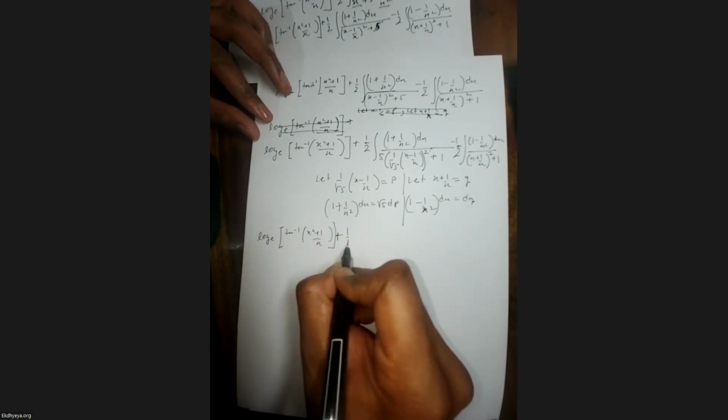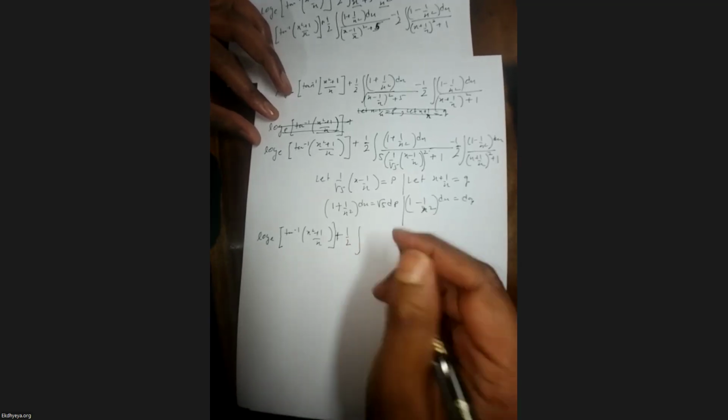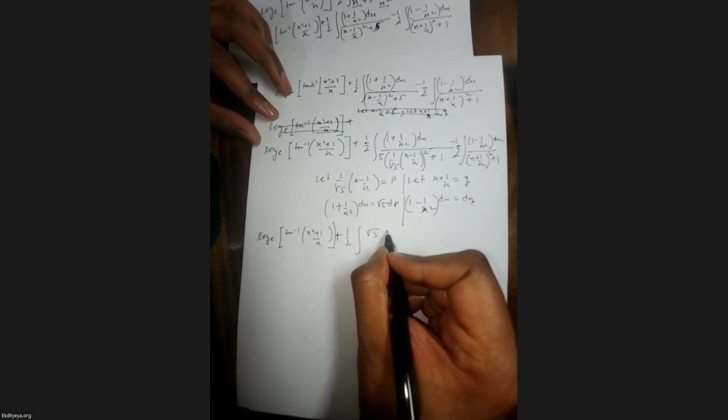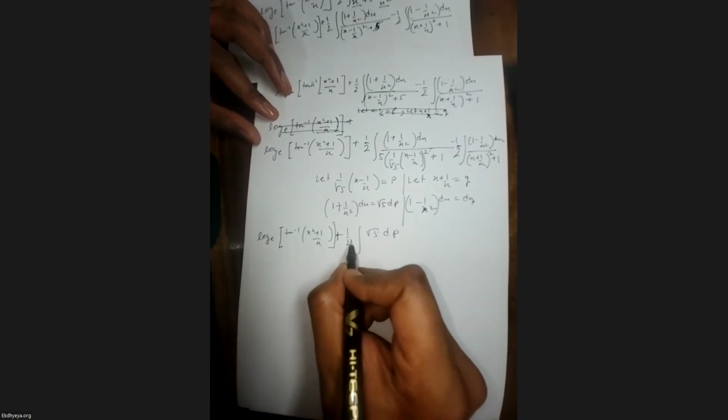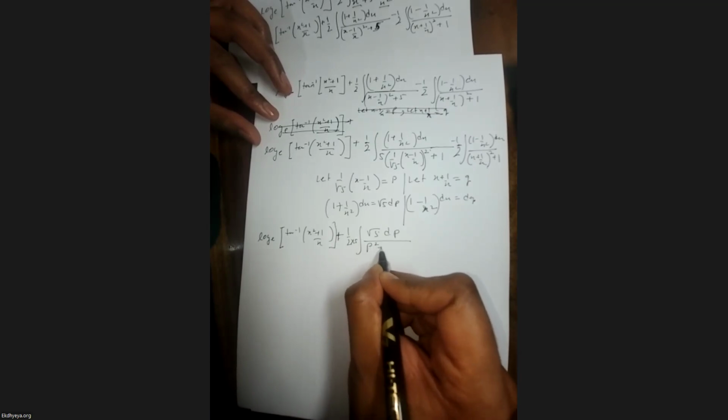plus half. This becomes your root 5 dp. And this 5 actually comes and gets multiplied here. So it is 5 here. And then it's p² plus 1. And we have minus 1 by 2. This is dq over q² plus 1.